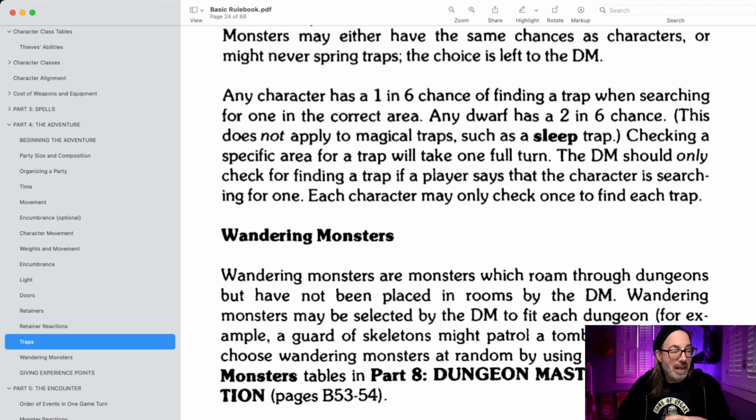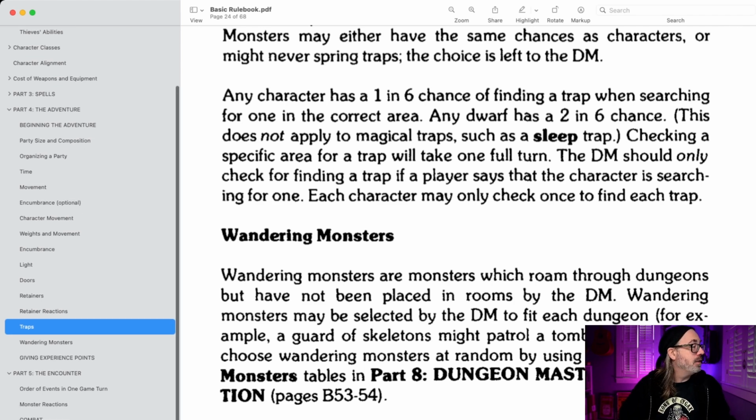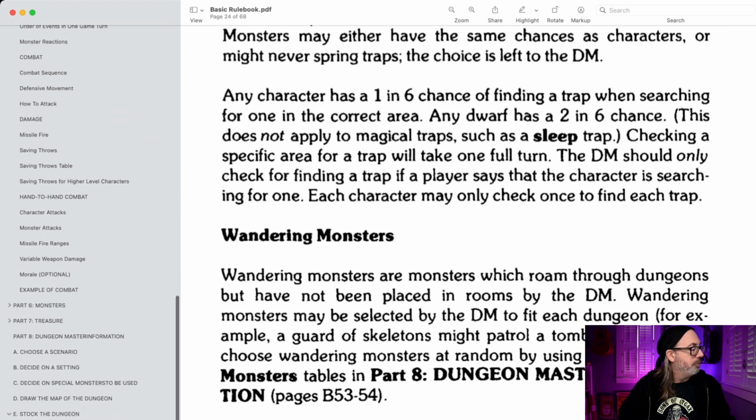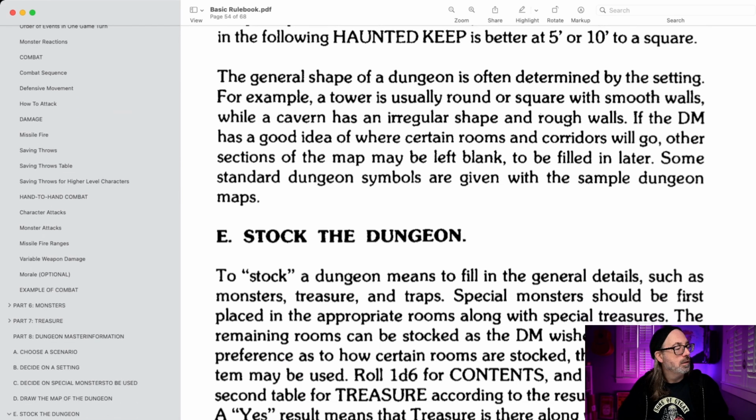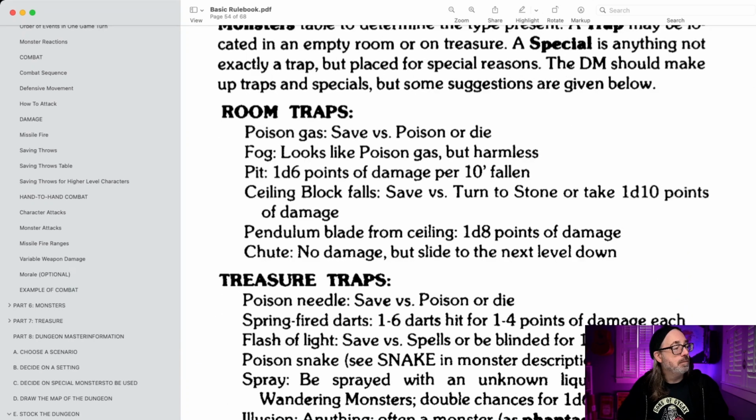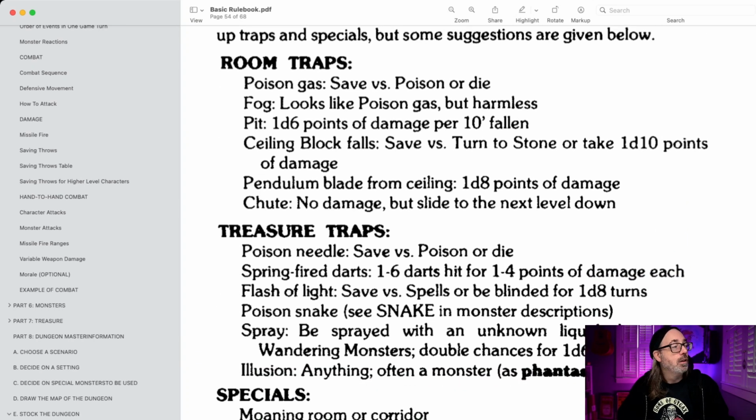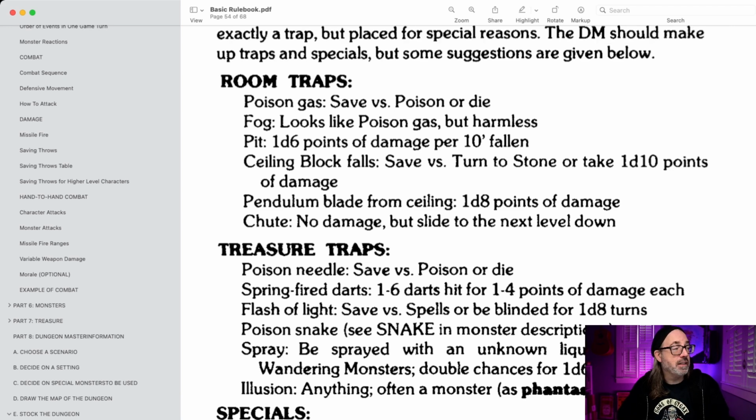So, and I'm not just making this up. If we go over here, now we're in the section called the adventure. If we go to the stalking the dungeon section and we click, there is room traps, treasure traps. Room traps: poison gas, fog, pit, ceiling blocks, pendulum blade, chutes. Treasure traps: poison needles, darts fired, flash of light, stuff like that, right?